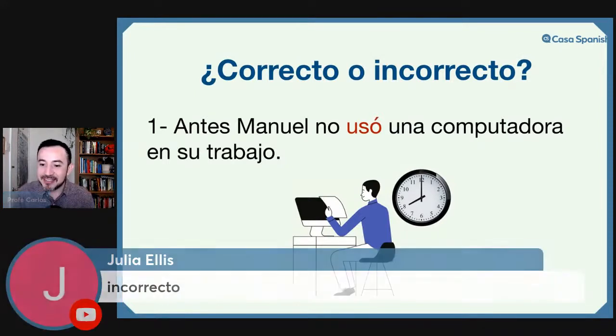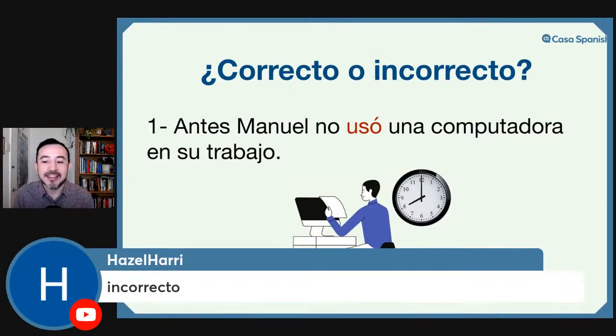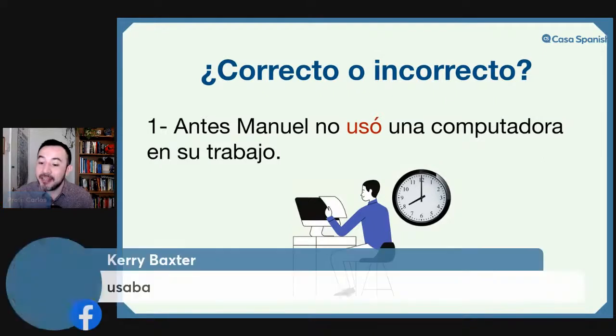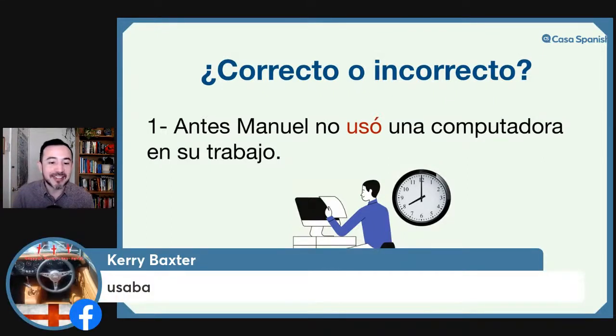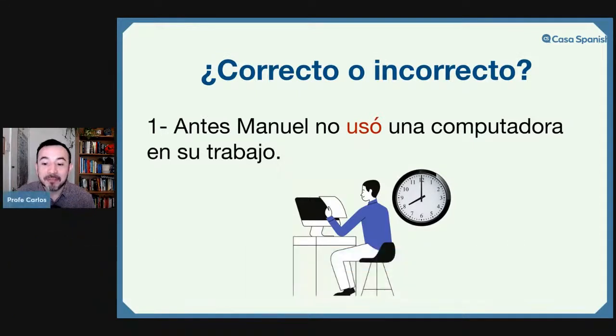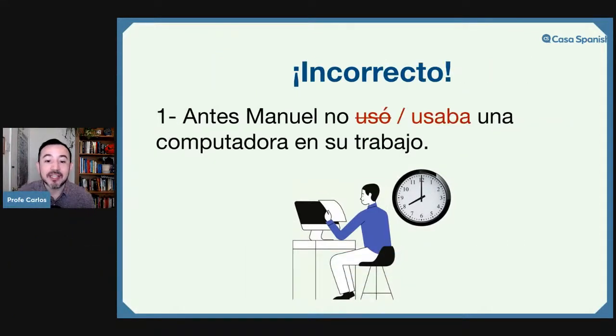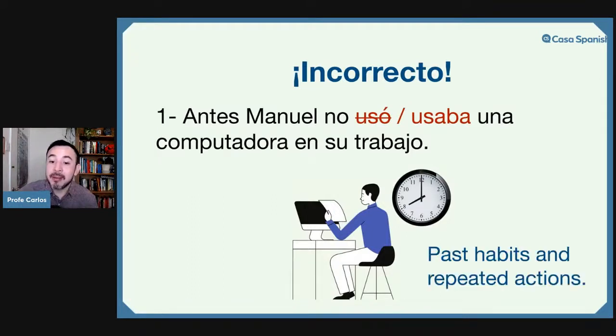We have our first answers. Julia, incorrecto, and Hazel is betting for incorrecto. Y Carrie, muy bien, Carrie, tenemos la respuesta usaba. B es incorrecto, and the correct answer would be usaba. Antes Manuel no usaba una computadora en su trabajo. And we're talking about past habits and repeated actions. In this case, repeated actions. And the key word is antes. We're talking about what he used to do before. Excellent. Muy bien, chicos.